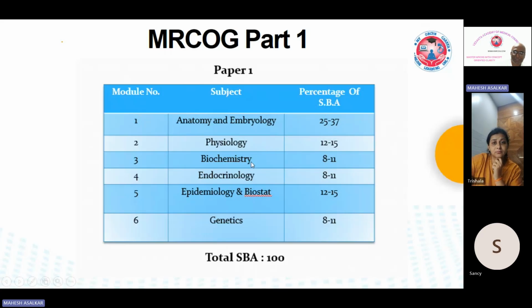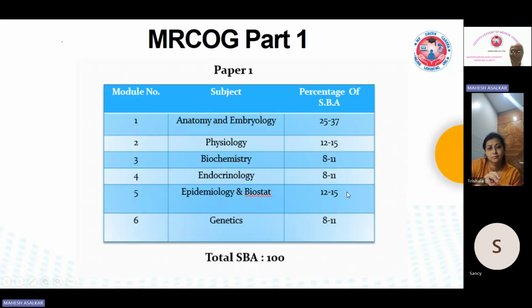Okay, then biochemistry, again related to obstetrics and gynecology, they are asking. Endocrinology, very important. I don't know why most of the candidates find it difficult, but it is actually the HPO axis, all problems with menstrual disorders, they are asking here. And if we prepare well, including our recall questions, this is not difficult.